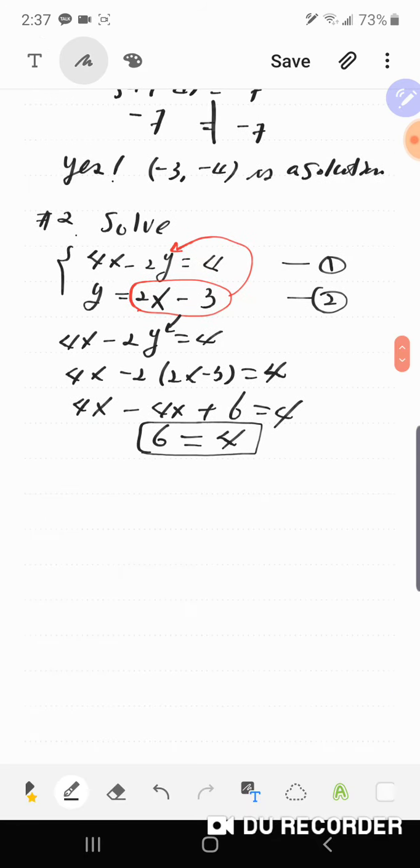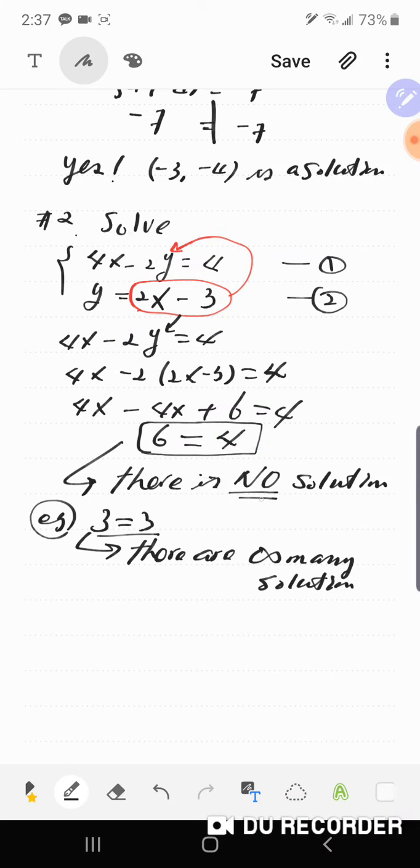Keep this in mind: no solution. What if, in other cases, we have something like 3 equals 3? A true equation. Then that means there are infinitely many solutions. So in this question, since our result is false, there is no solution.